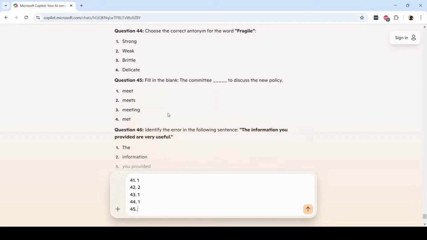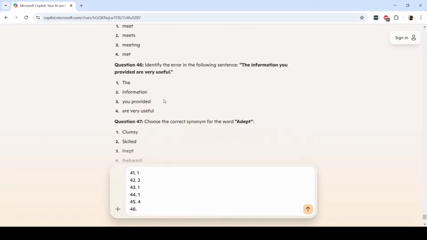Fill in the blank. The committee discussed the new policy. Okay, today, in fact, there was an RBI policy meeting for the repo rate. So it's like the committee met to discuss the new policy. Committee meets to discuss the new policy. Committee meet to discuss, that's not possible. Meets to. Met to, because 'to' is there, so only met is coming.